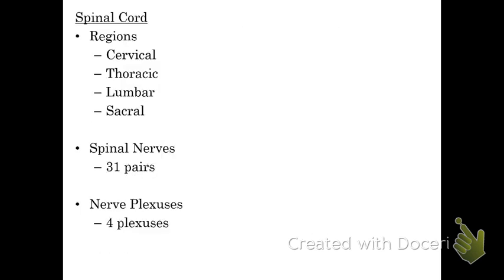So I've already alluded to this. The spinal cord has 4 regions. Some books will also have a 5th region. They'll have a coccygeal region. That is at the very tippy end of the spinal cord. They may refer to it as a coccygeal region. There are 31 pairs of nerves, again, coming off from that spinal cord.